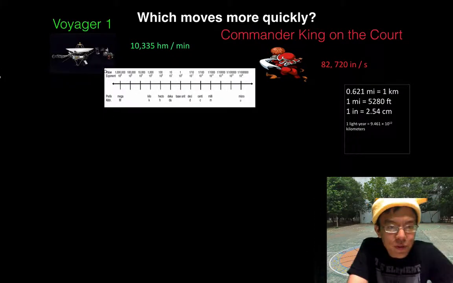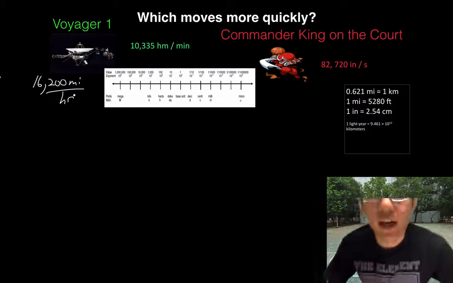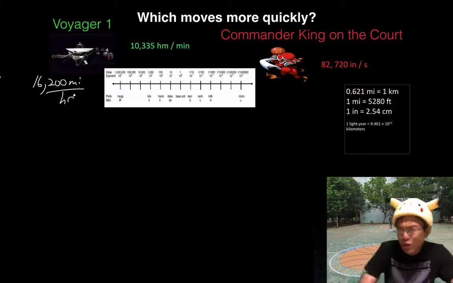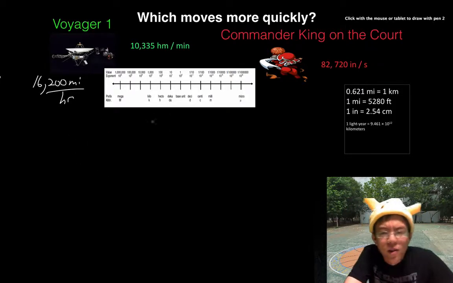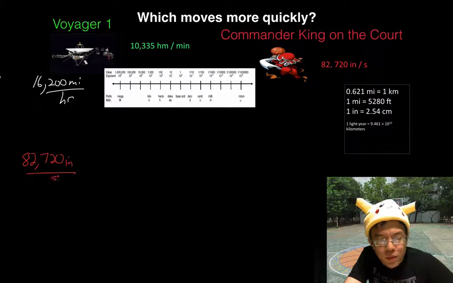Okay, so in the previous video, I figured out that Voyager 1 moves at about 16,200 miles per hour. Very fast. But let's compare that now to me on the basketball court. Who is also pretty fast, of course. On the basketball court, I move at 82,720 inches per second.